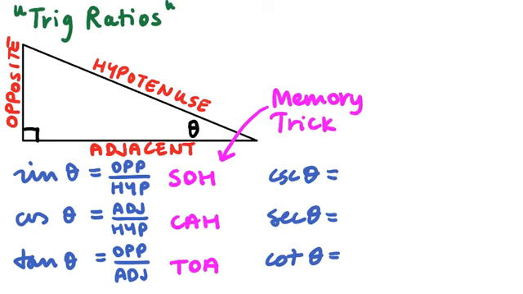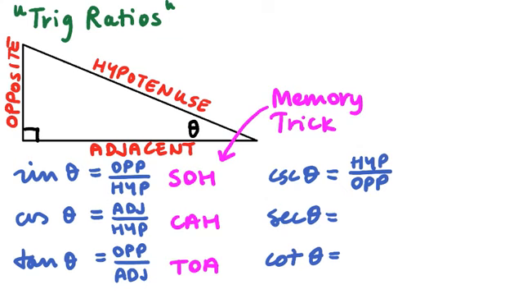Now, I will also have another memory trick for you for the other three. So cosecant, that's CSC, is basically hypotenuse over opposite. But you're not going to remember that. That's not how you're going to remember it. You're going to remember that it's the opposite of sine. Now you would think that secant was the opposite of sine and cosecant was the opposite of cosine. But that's not how it works. It's the opposite of what you would expect.